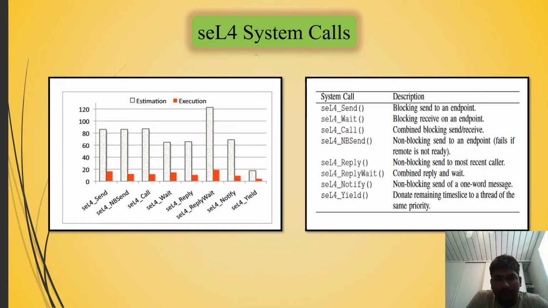So in the second image we can see the description of the SCL4 system calls. SCL4 call. This system call is used to perform inter-process communication. And SCL4 reply wait. This system call is for the worst case scenario of system calls. It is used to respond to the most recently received message and wait for a new incoming message. SCL4 reply and SCL4 wait system calls are one-time endpoints stored in the thread control block.